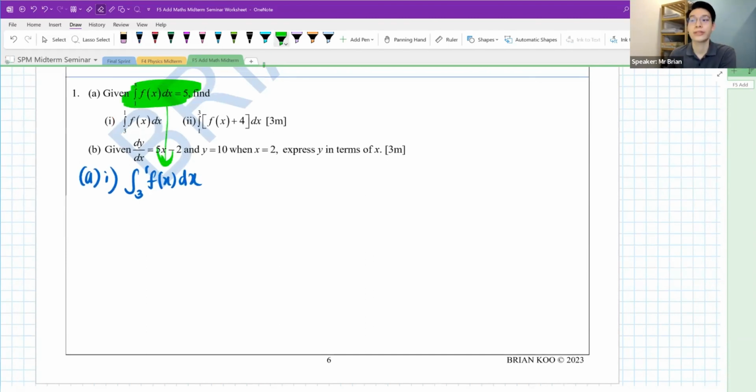They look different. The 3 and 1 are not at the same place, so I'm going to make them become like this. When you swap your limits, when you swap the 1 and the 3, it would be negative. And then what is this green color thing?